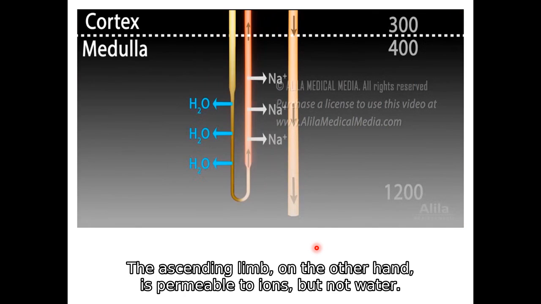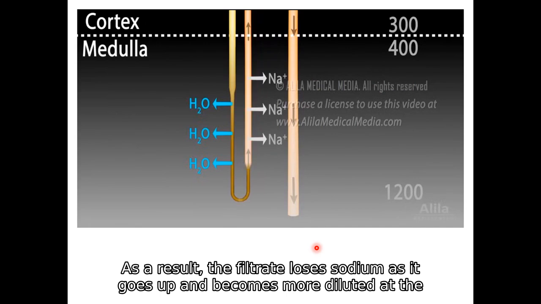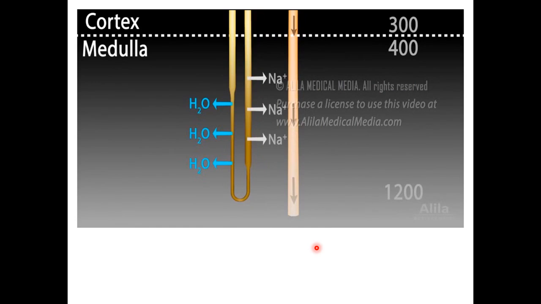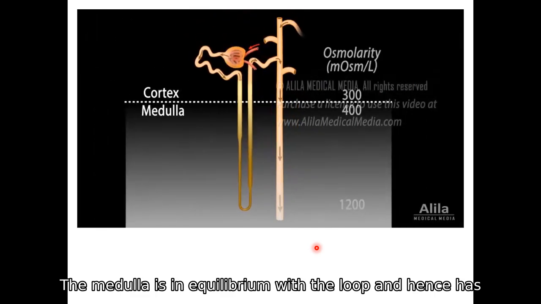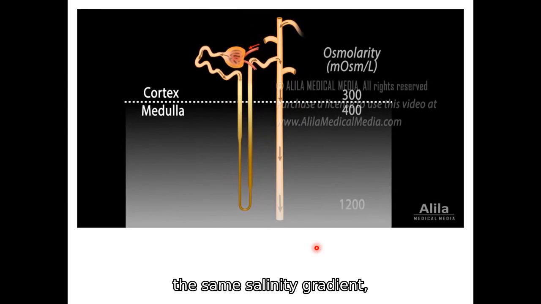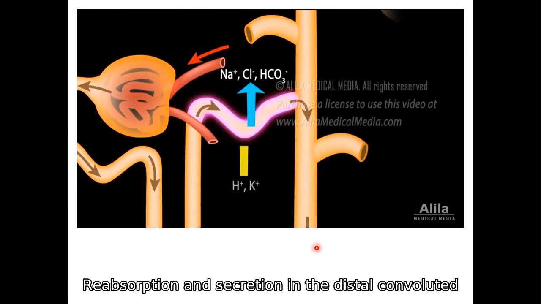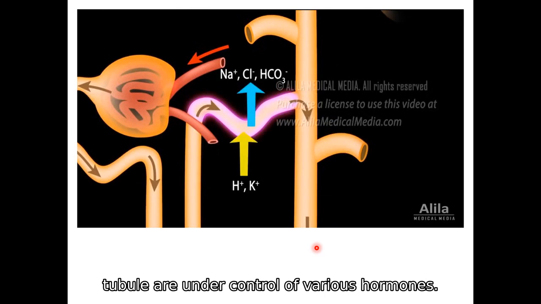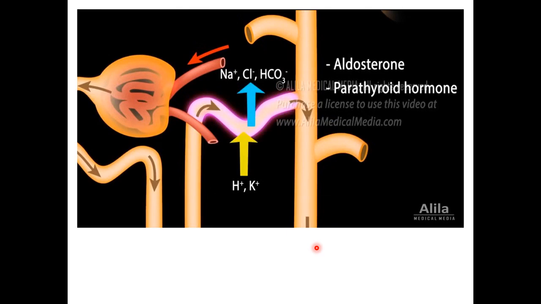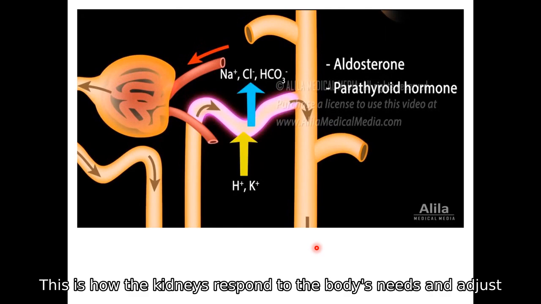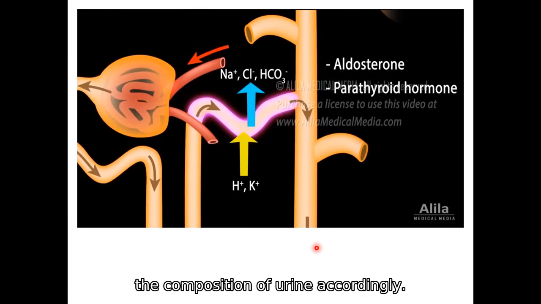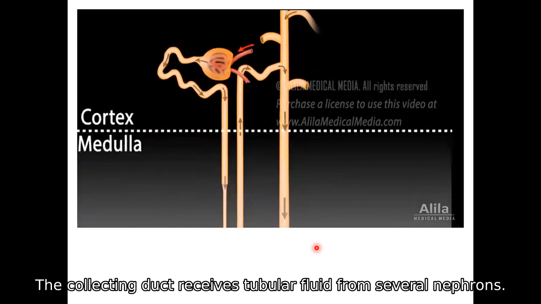The ascending limb, on the other hand, is permeable to ions, but not water. As a result, the filtrate loses sodium as it goes up and becomes more diluted at the top of the loop. The medulla is in equilibrium with the loop and hence has the same salinity gradient, saltier at the bottom. Reabsorption and secretion in the distal convoluted tubule are under control of various hormones. This is how the kidneys respond to the body's needs and adjust the composition of urine accordingly.